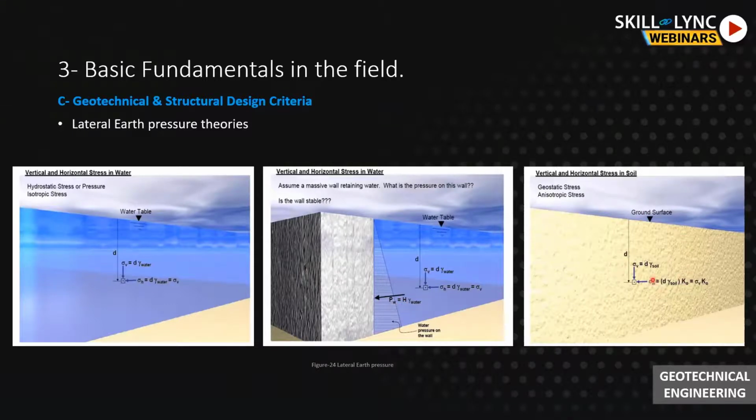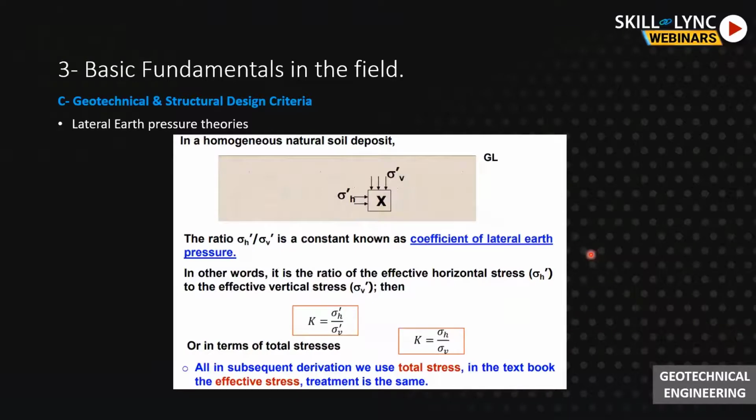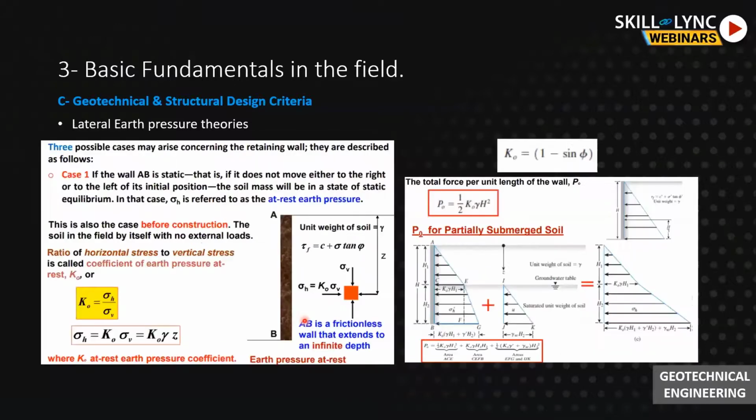In soil, we have something called the lateral earth pressure coefficient. The lateral earth pressure for soil will be less than the vertical earth pressure of soil. We can go into details in the next slides. As we discussed, the ratio between the horizontal stress and vertical stress is called the lateral earth pressure coefficient, and we have three cases that we'll discuss in detail.